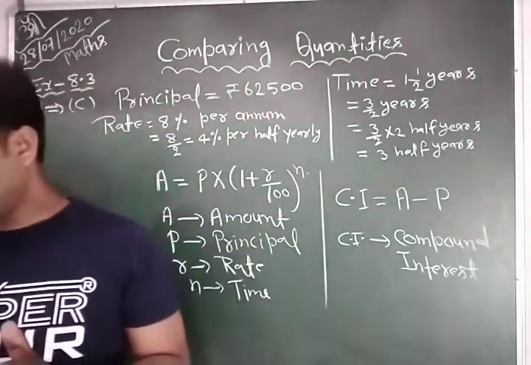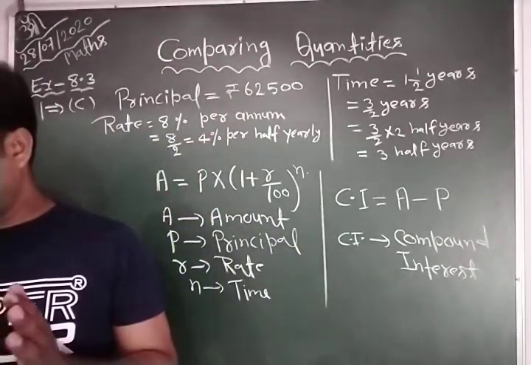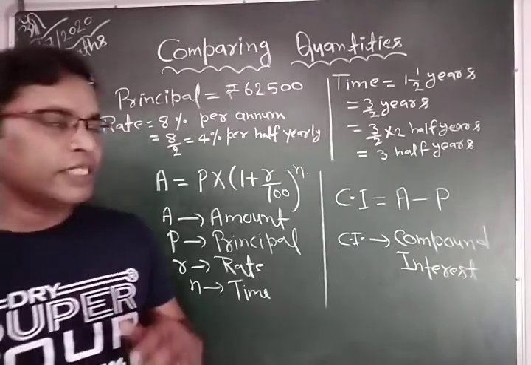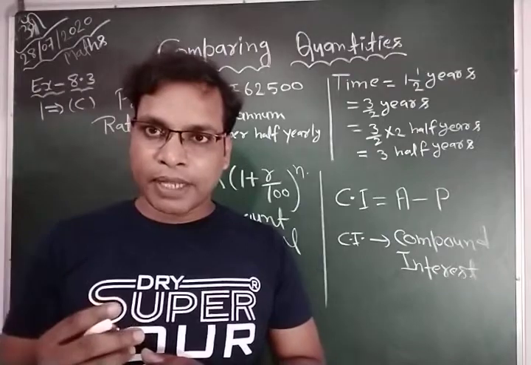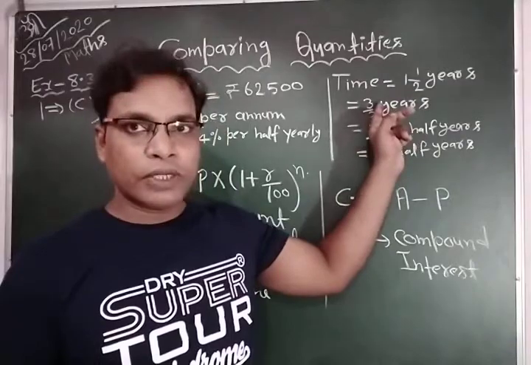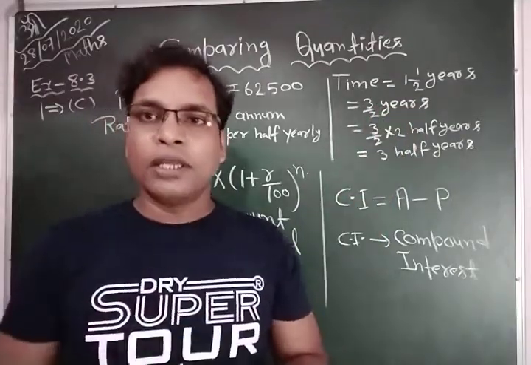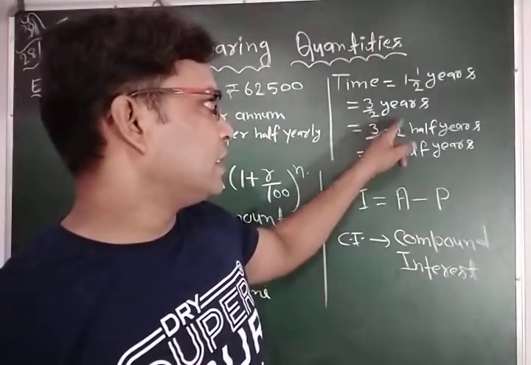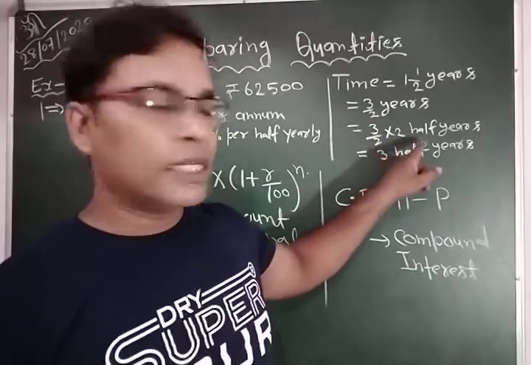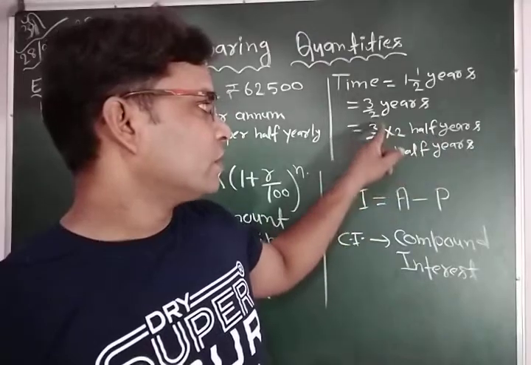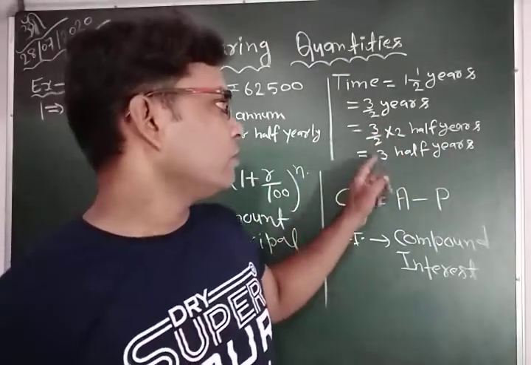Find the amount and compound interest half yearly. In the case of half yearly, we multiply time by 2. Here our time is 3/2 years. One year has 2 half years, so if we multiply the time by 2, it is converted to half yearly. So 3/2 into 2 is equal to 3 half years.